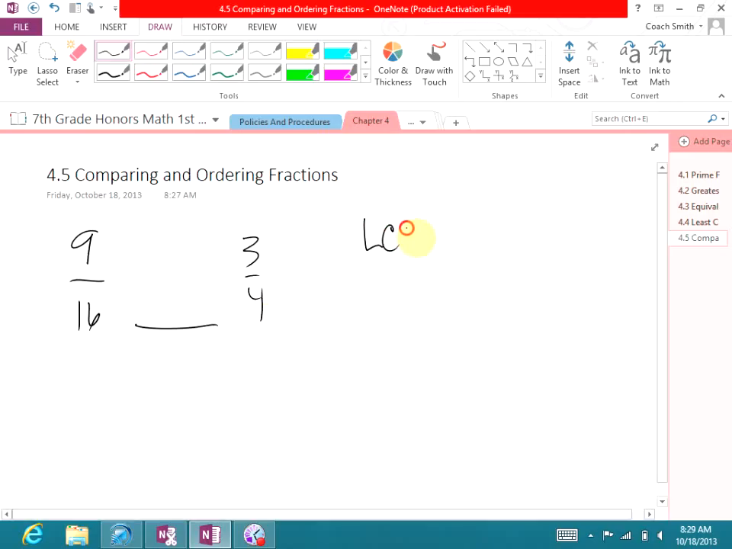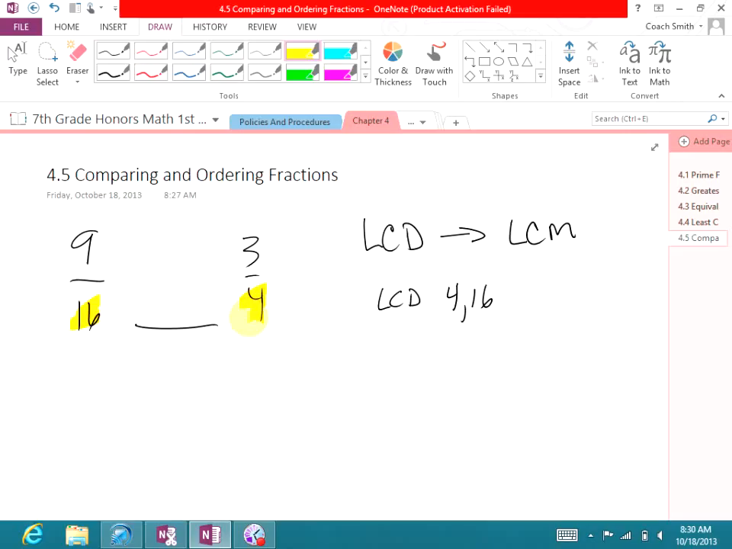Okay, we need the LCD, which is the same thing as the LCM. It's just in the form of a denominator now instead of just two numbers. So what we need to do is find the LCD of 4 and 16. The reason we're doing 4 and 16 is because those are our denominators. We need to make an equivalent fraction, and for them to be equivalent, they obviously have to have the same denominator.